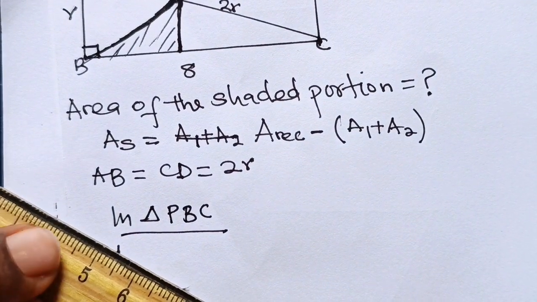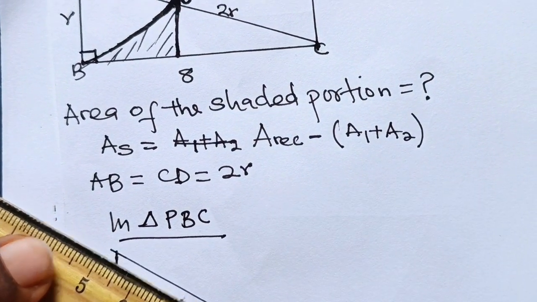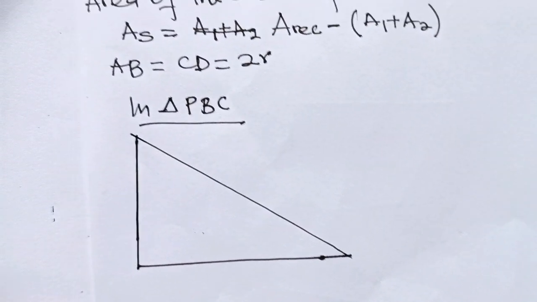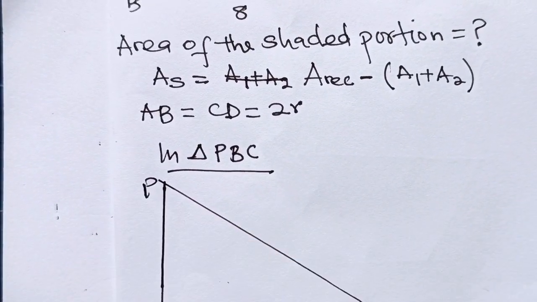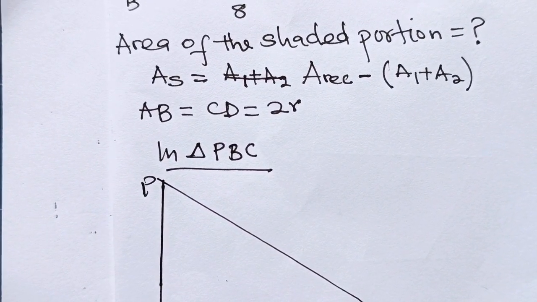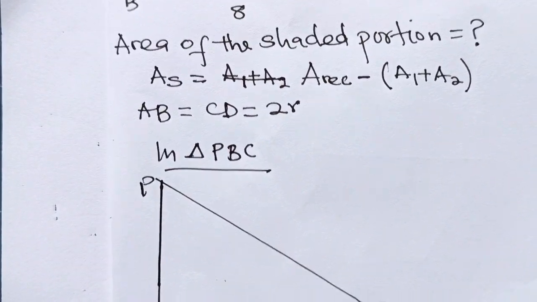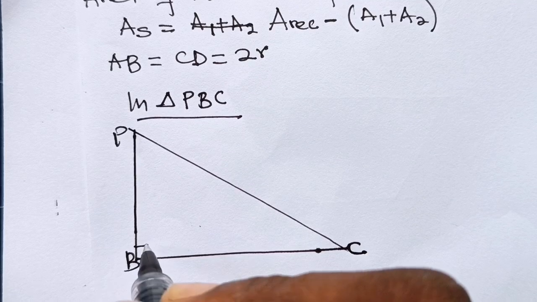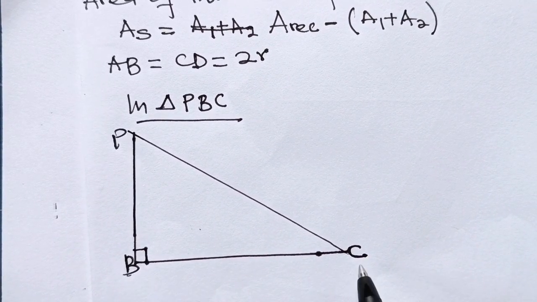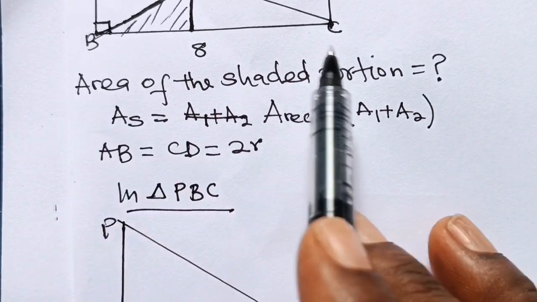So this is not drawn to scale, as you can see, okay? All right. So this is our P, this is our B, and this is our C. So this is right angled, and BC is 8.